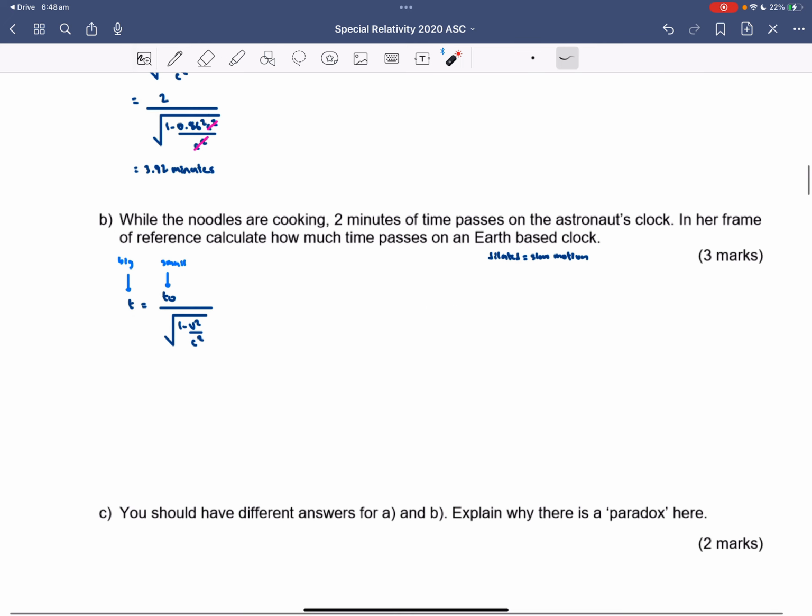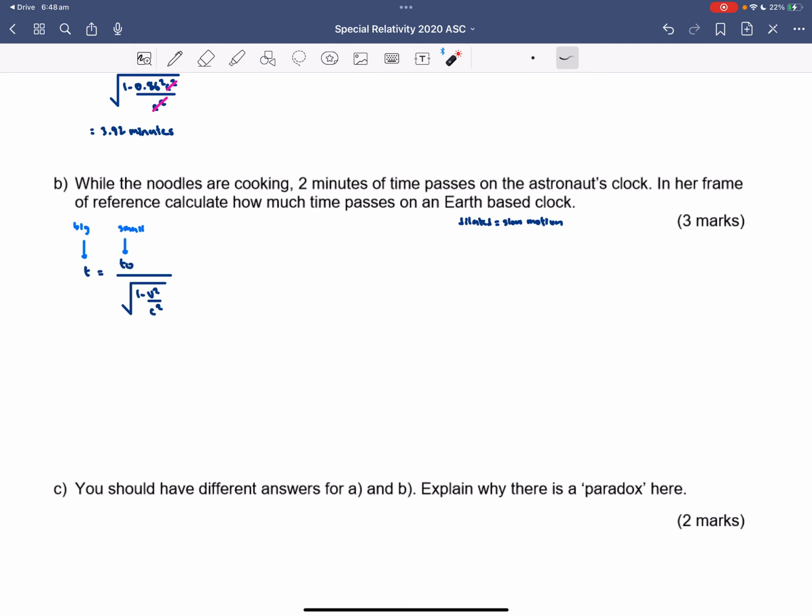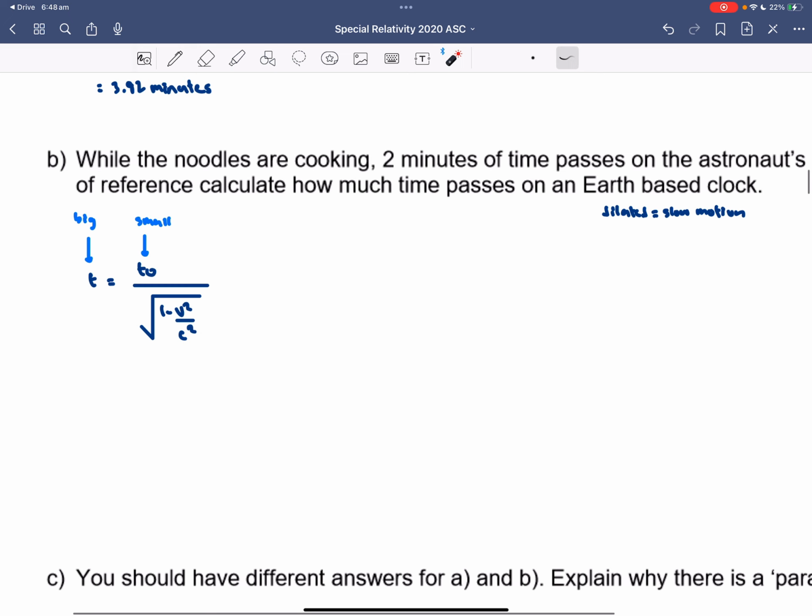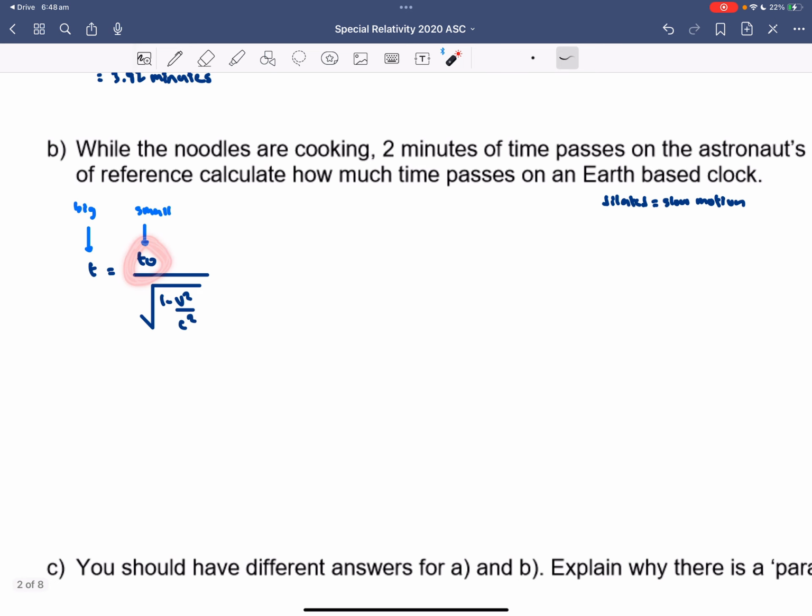Now, bringing it back to the question, when the astronaut looks at the Earth-based clock and she sees it moving in slow motion, I expect her to see a time less than 2 minutes. So that means I'm looking for the smaller value. So in fact, I'm going to be subbing 2 minutes into here. And that is quite confusing, because 2 minutes technically is the proper time. But that's just what you have to do in order to solve this question.